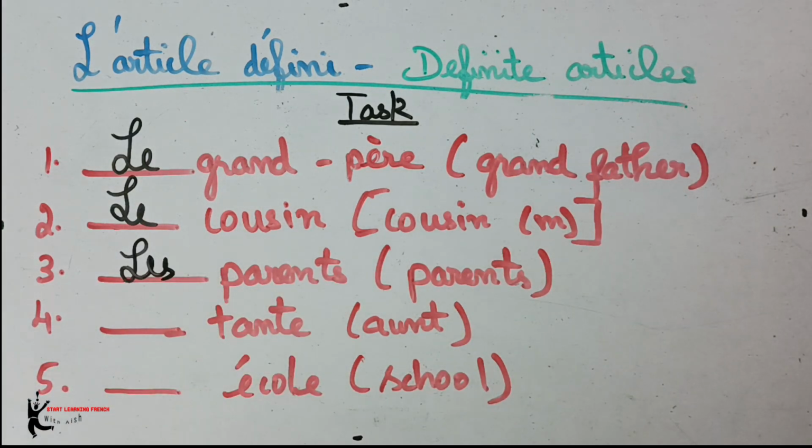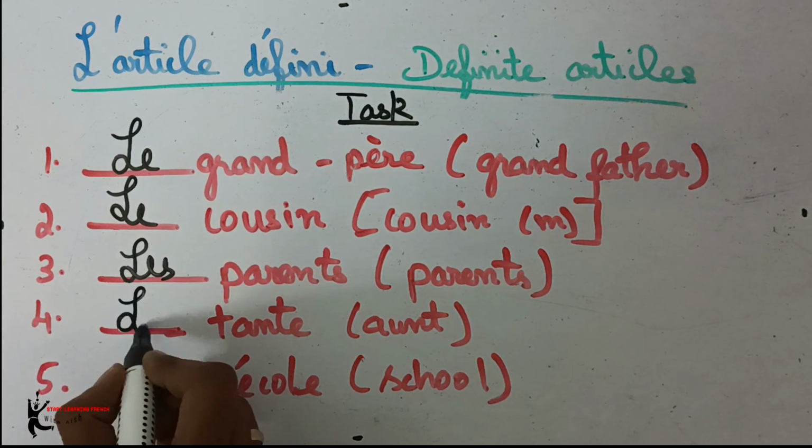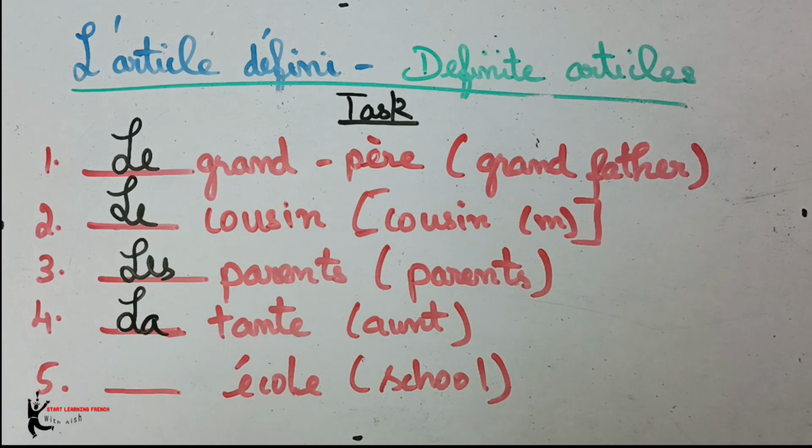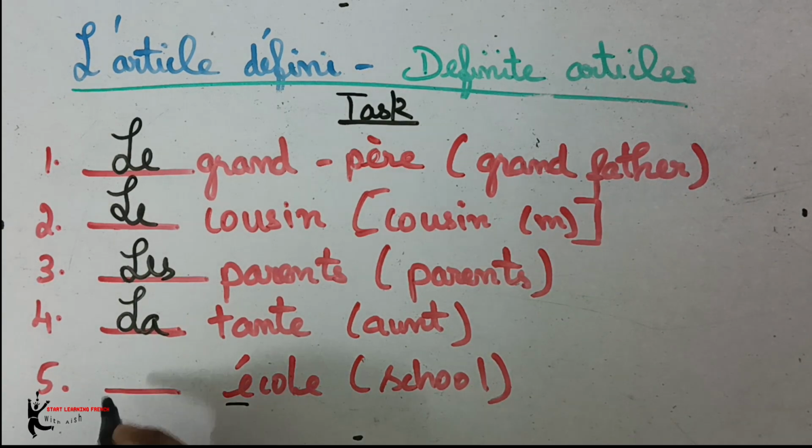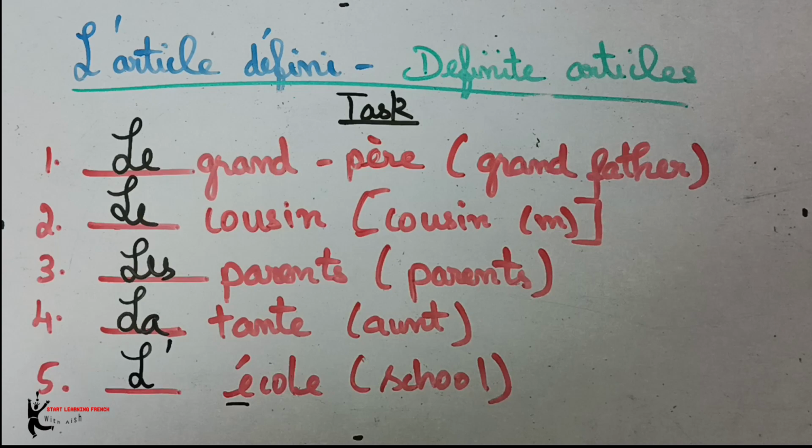Les parents. Okay, the next one is dash tante. So tante is the aunt. Aunt is absolutely a feminine gender, so I have to use an article definite la. Okay, the last one dash école. École is the school, but see it starts with a vowel, so you have to use an article definite L apostrophe.